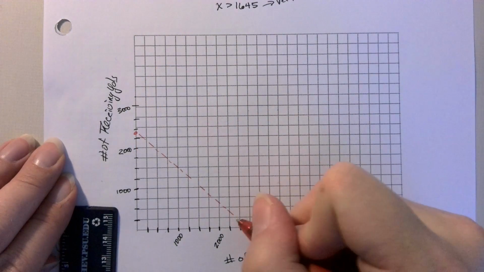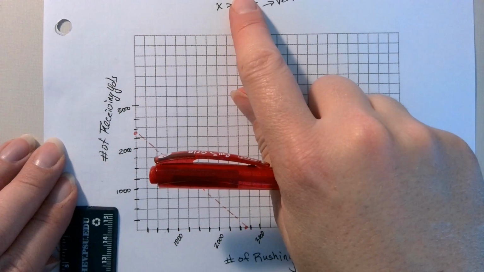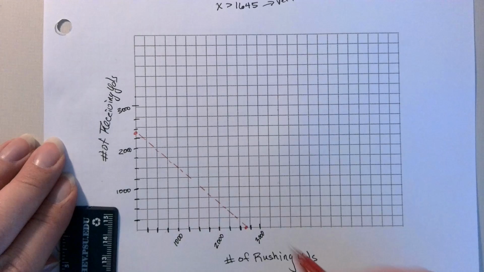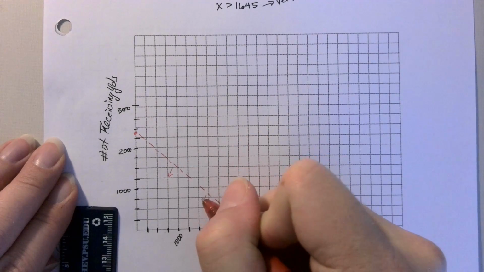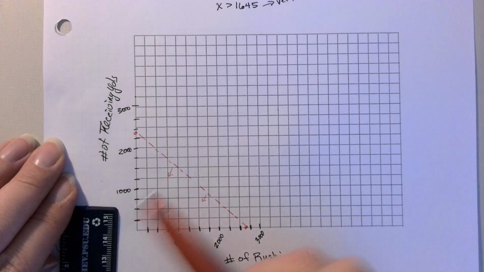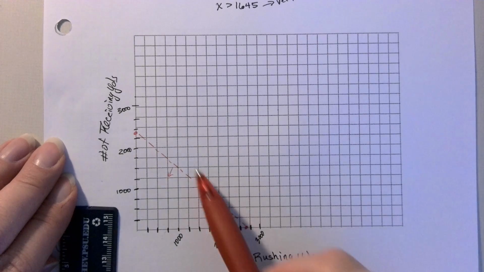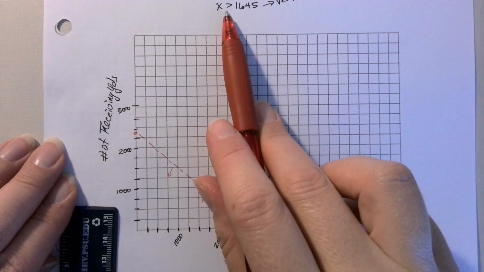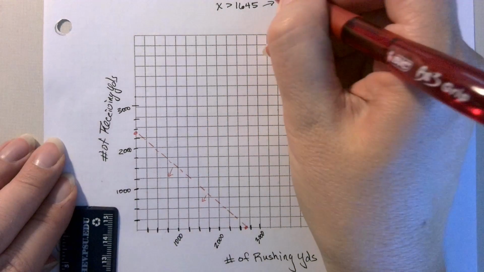There's my dashed line, and then Y is less than, and the X was also less than, so it'd be shading coming down here. Okay, so this is going to keep shading down, but again, I'm going to keep that in the first quadrant. The X is greater than 1645.